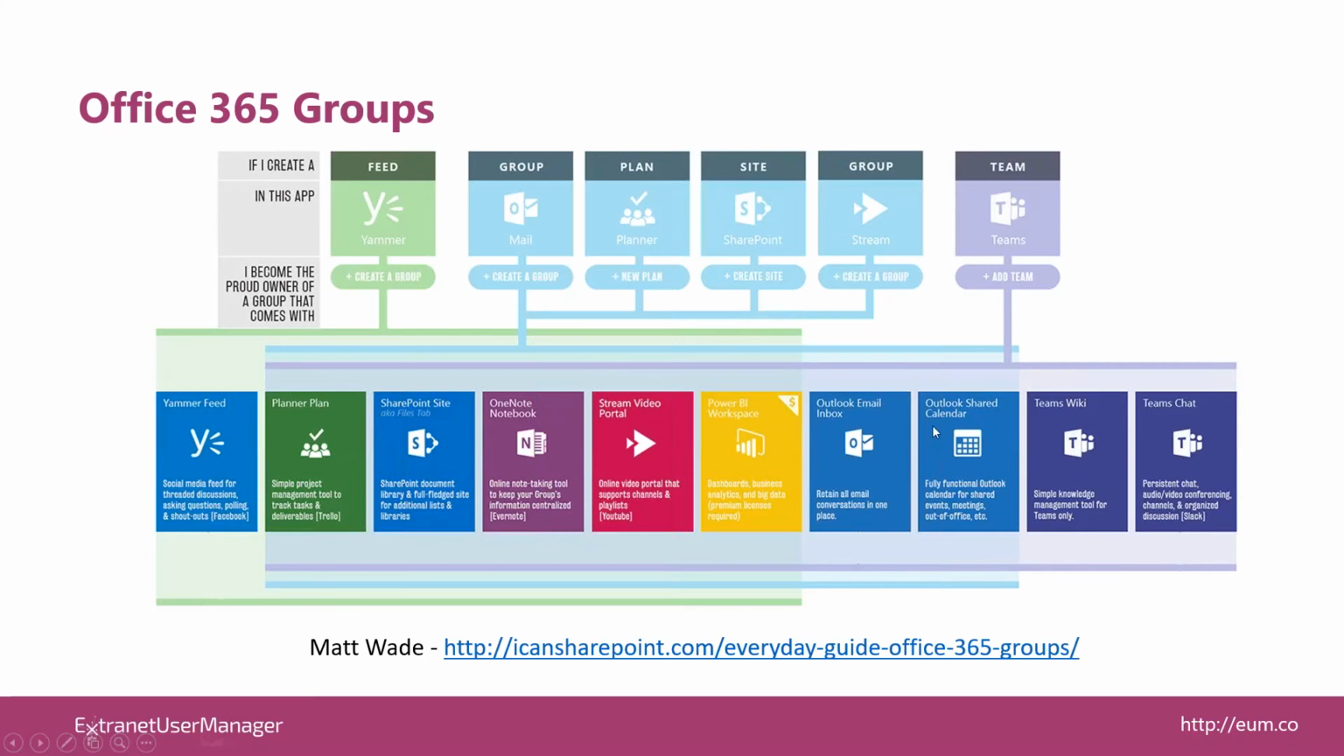But you notice here we've got the blue section, the Outlook email and shared calendar. I only get those if I create the group through any of the other tools except Yammer. Because the idea is, well, if you chose to create it through Yammer, you don't want to use Outlook for your conversations, you want to use Yammer for your conversations. So it's making that decision of which tool you're going to use to communicate.